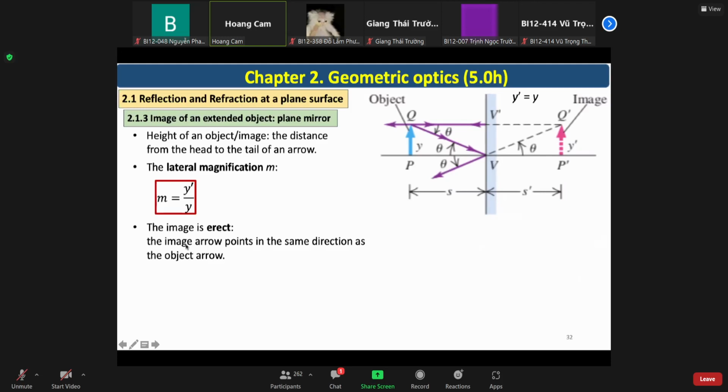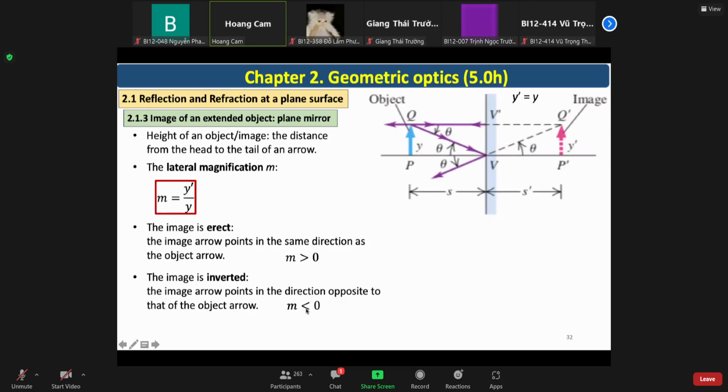And the image is erect if the image arrow points in the same direction as the object arrow. In that case, because y and y prime have the same sign, M is positive. And the image is inverted, so we rotate it down, if the image arrow points in the direction opposite to that of the object arrow. In that case, y prime will be negative, and you will have M smaller than 0.